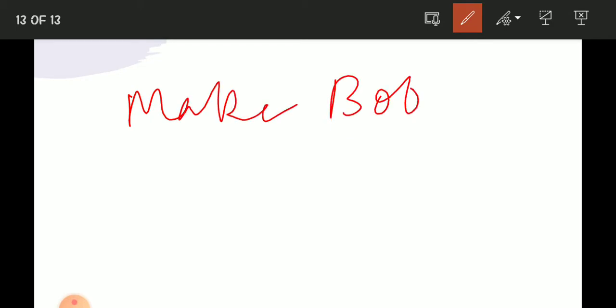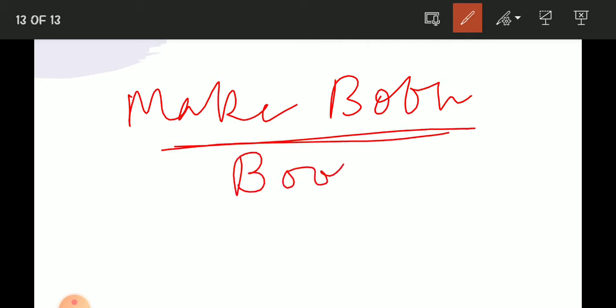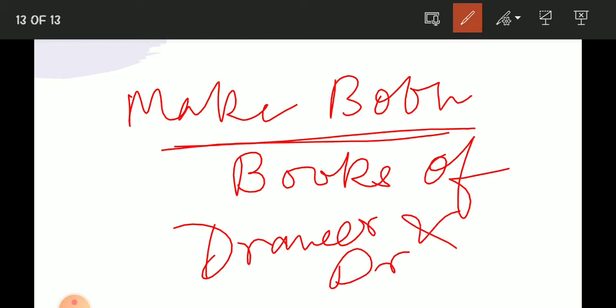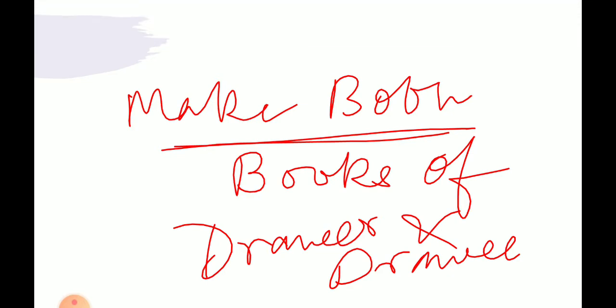Your work is to make both of the books, of drawer and drawee, and solve at least 10 questions in your notebook. If there is any doubt, you may ask me in your class. Okay, thank you.